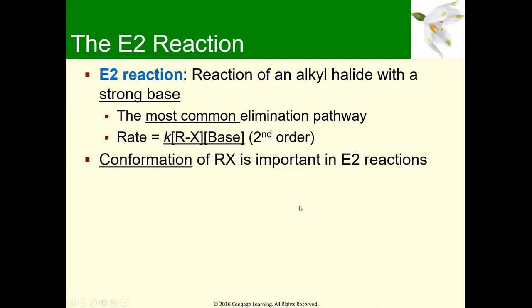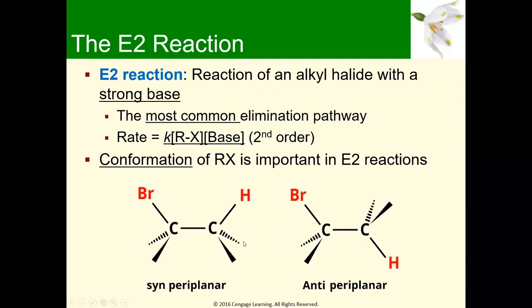Now, the other unique thing about the E2 mechanism is that the conformation of the alkyl halide is important. So you've got to remember what we mean by conformation. That is the different arrangements of the atoms based on rotations. We're talking about the way the atoms are arranged based on rotations. For example, what we're going to look at particularly today are the syn-periplanar arrangement and the anti-periplanar arrangement. We'll explain what that is in just a second.